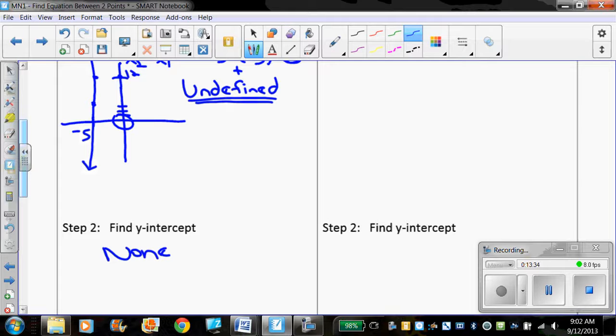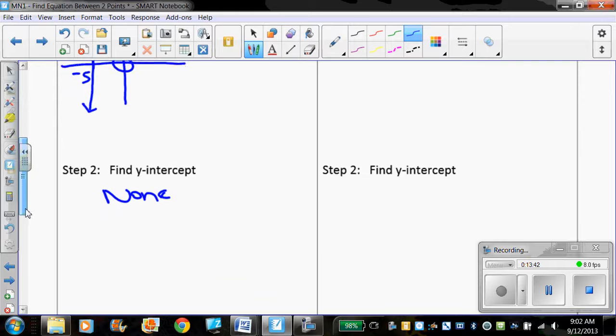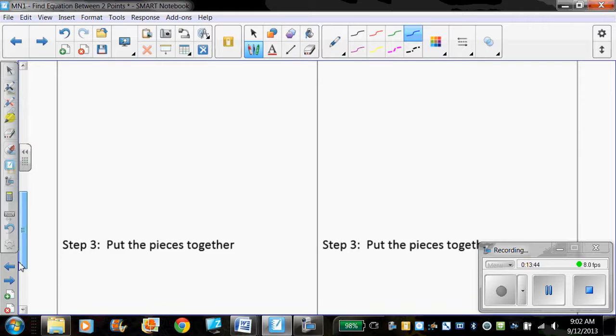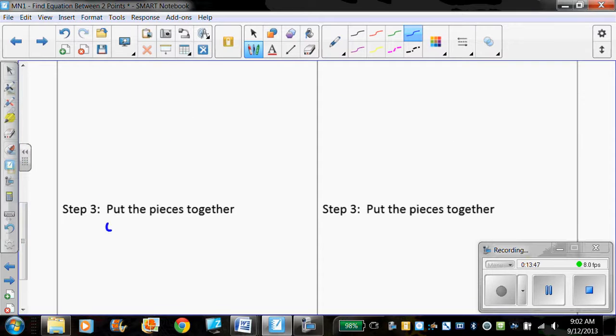So in this case, you have an undefined slope. It doesn't exist because it's up and down. There's no steepness. It's just up and down. And there is no y-intercept. So what does the equation look like? Well, let's put it this way. y equals mx plus b is what we usually do.